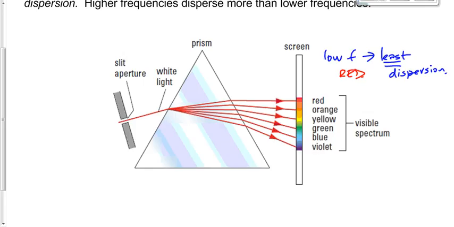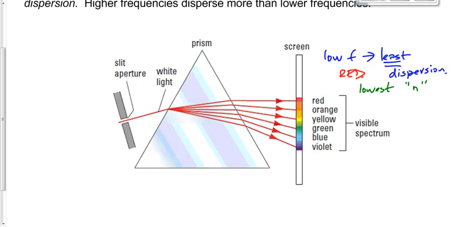That means that red light or low frequency light also has the lowest index of refraction. Remember we said the index of refraction is, in everyday language, the amount that light bends, the amount that light refracts when it goes from one medium to the other. If red light bends the least, if low frequency refracts or disperses the least, then that must have the lowest index of refraction.